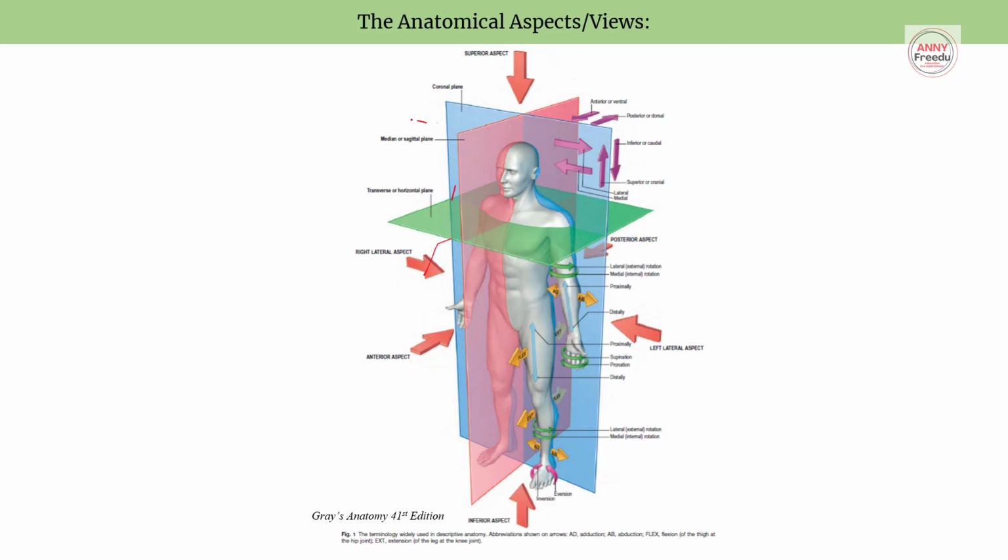If we talk about the median or sagittal plane, we can observe this plane either from the left lateral aspect or from the right lateral aspect. And in terms of the transverse or horizontal plane, we can observe that either from the superior aspect or from the inferior aspect. So, we know planes and we know aspects. Each plane has two aspects. In total, because we have 3 planes, we are going to have 6 aspects.